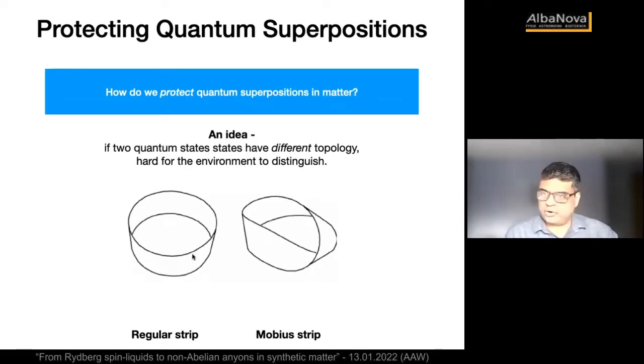And if you're a microorganism, let's say you're something that's on the surface, an ant walking on the surface of these two different strips, it's very hard for you to tell which of the two you're on. Okay, so that's the analogy of the environment. If this is your quantum bit, the environment which is locally acting on it has a hard time telling which of the two states you're in, and thereby it's hard for it to decohere your quantum state.